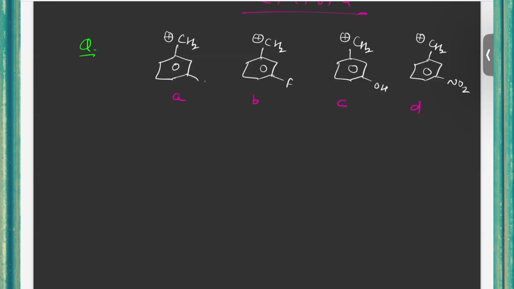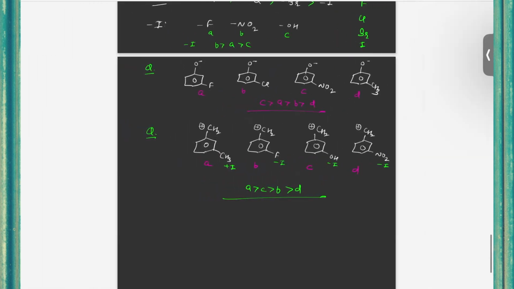So could you do this? In the first one, there is a CH3 group, which is plus I. Carbocation will get stabilized by plus I. Fluorine is minus I, this is minus I, and this is minus I. So A should be the most stable one. B, C, D have a minus I group, and the more the minus I, the more is the instability. So D will be least, and then it will be B, and then it will be C. This will be the order. Understood?